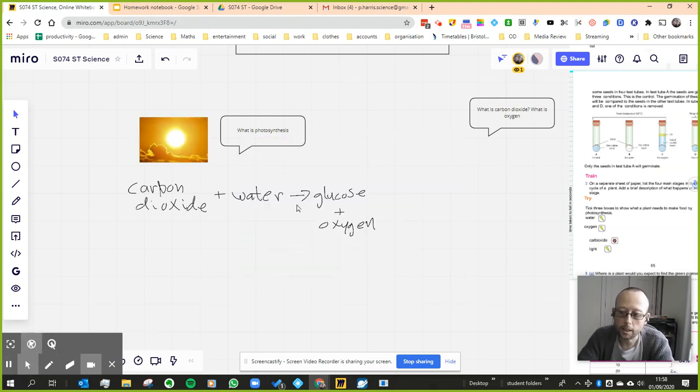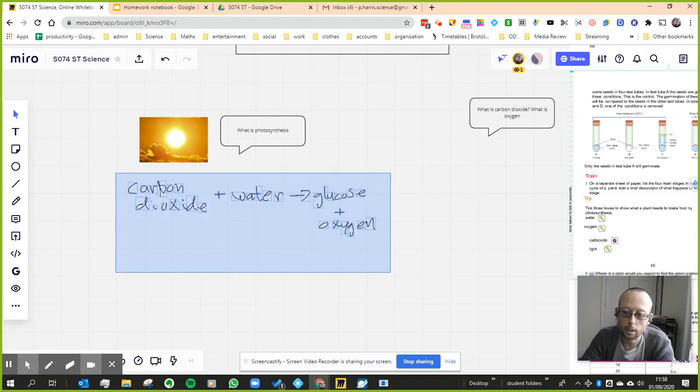So glucose is basically just a sugar. There are many different types of sugars, but the most common one that we'll talk about is glucose.